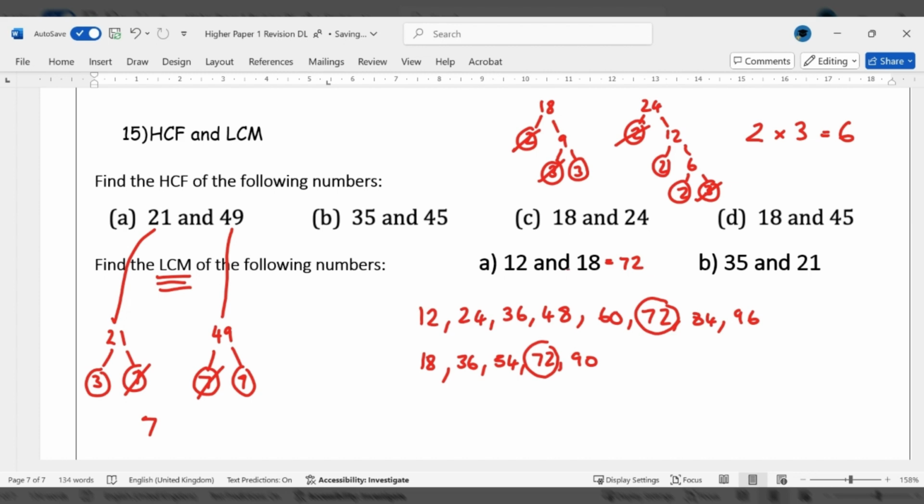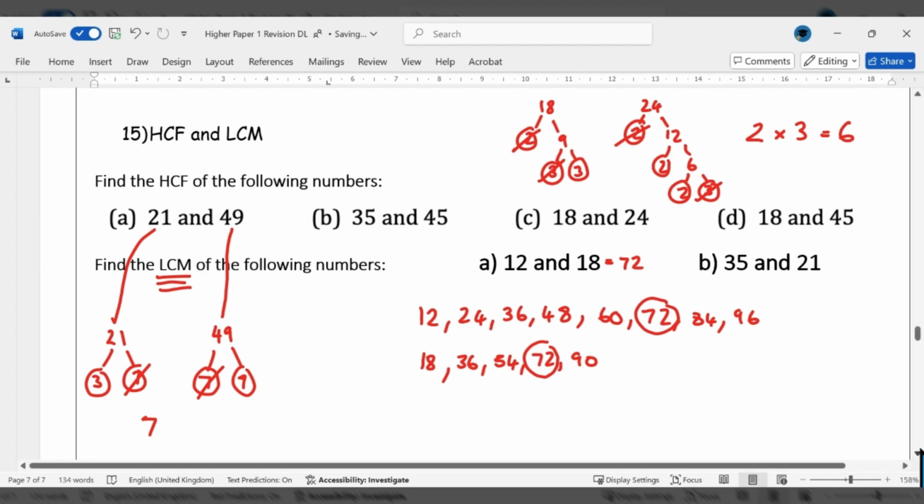Some of you would be able to guess that, though, because what it means is what is the biggest number that goes into both those numbers. 6.